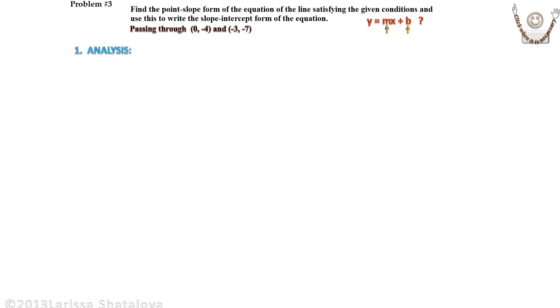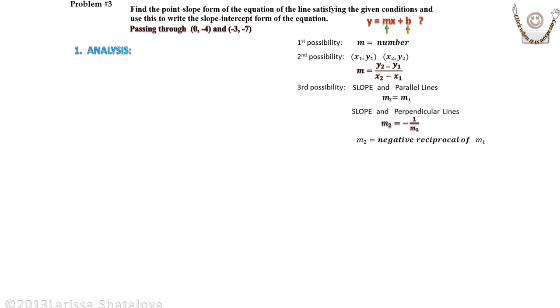Analysis. We have to find slope. Our 3 possibilities. Slope can be known, first possibility. Second possibility, if we have 2 points, we have to use formula. And third possibility, if we have parallel or perpendicular lines. In this particular situation, we have 2 points, so this is option number 2. We have to use formula to calculate slope first.